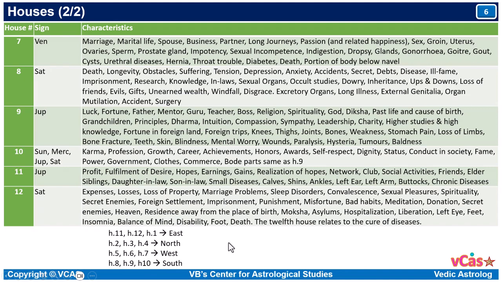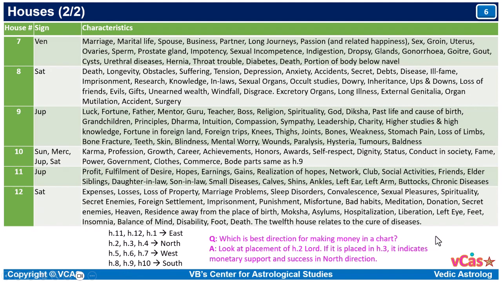It is interesting to see how the direction is given to the houses. As you can see here, house number 11, 12, and 1 signify east direction, 2, 3, and 4 north, 5, 6, and 7 west, 8, 9, and 10 south. So how can we use that? Let's look at one question.